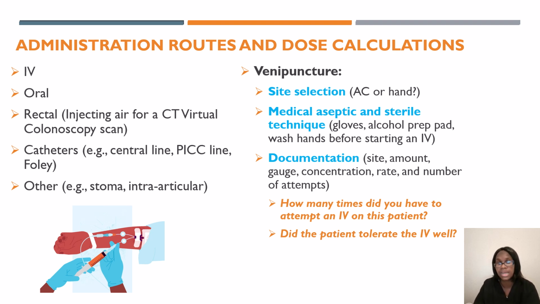So you also have your documentation. Document the site. Was it in the AC, the hand, the wrist? How much contrast did you give the patient? What gauge size? Was it an 18, 20, 22 gauge? We do not do 24 gauges in CT. If you do, put it in the comments, because I do not work in a facility where they do. Although there are certain needles that will let you do a 24, I would just say stick to your 18, 20, and 22 gauges.